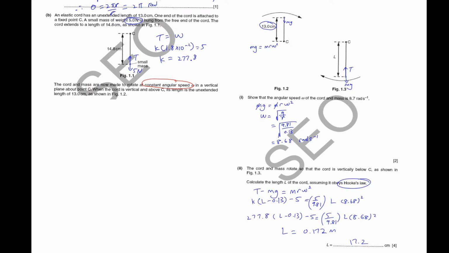Now, the next part is when you rotate it at constant angular speed. When you're rotating at constant angular speed, they gave you one specific situation, which is when the cord is vertical and above point C. If you look at the next diagram, this is C, the center of the circle. The cord is vertically above it. They told you that the length is the unextended length, 13 centimeters. That means imagine the stone goes in a circle like this. When it reaches the highest point here, the length is 13 centimeters. That's what they're trying to tell you. So from this information, find the angular speed of the cord and the mass.